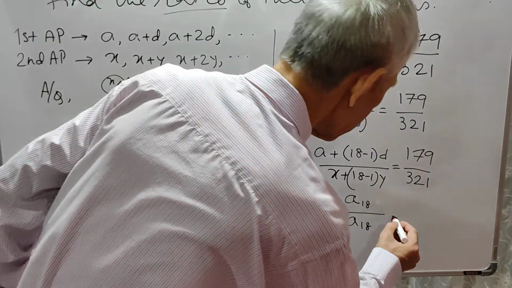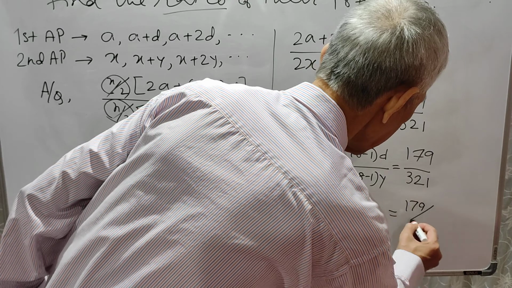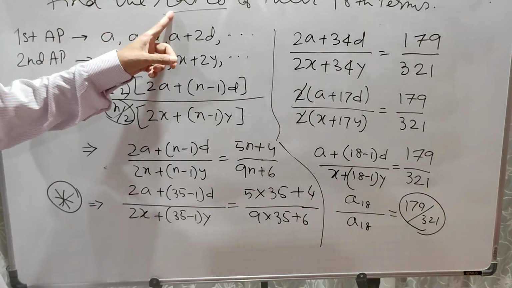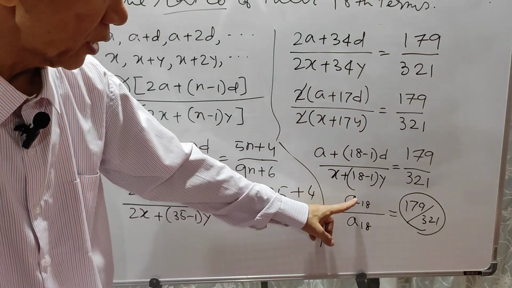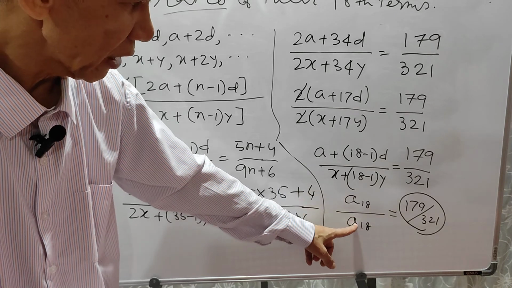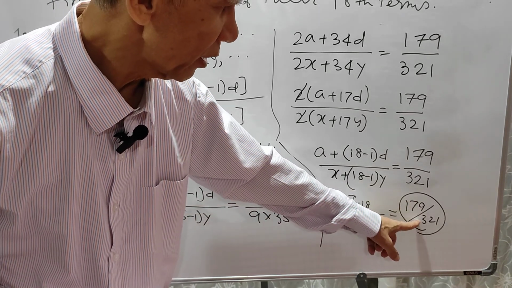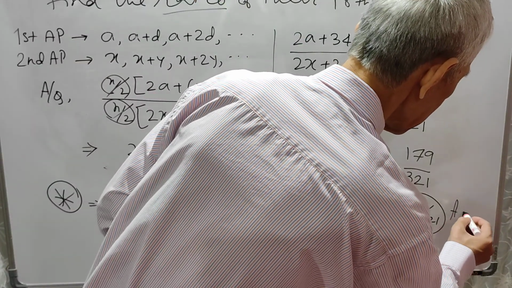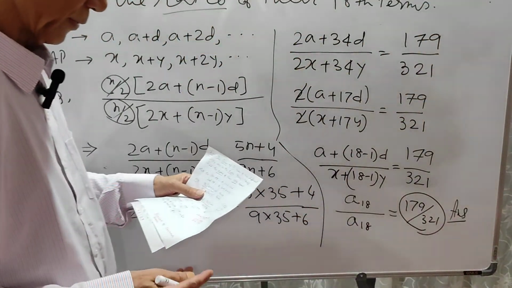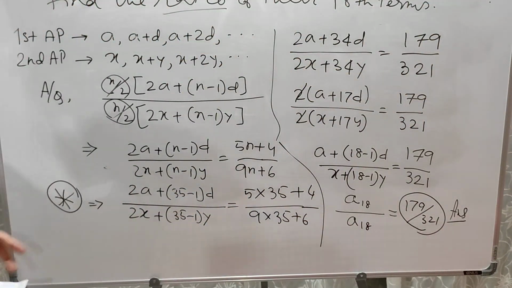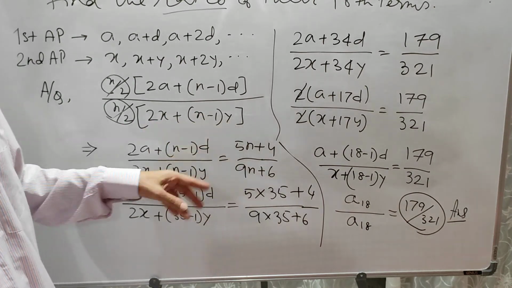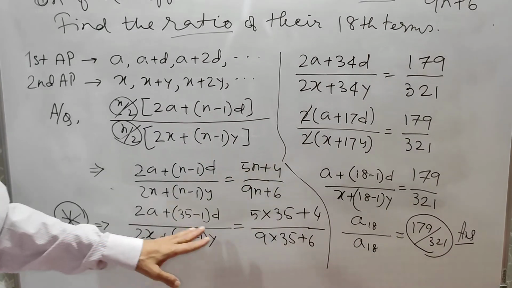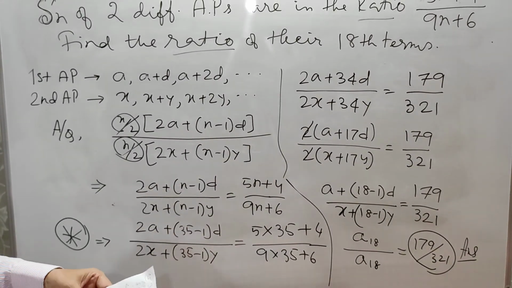Now this ratio we got is 179 by 321, and that is the answer. Because what we have to find out? Find the ratio of the 18th terms. So the 18th term of the first AP by the 18th term of the second AP equals 179 is to 321. So the final answer is 179 is to 321. This type of sum requires a little thinking. So from this step, you have to be careful and choose the right value of n.